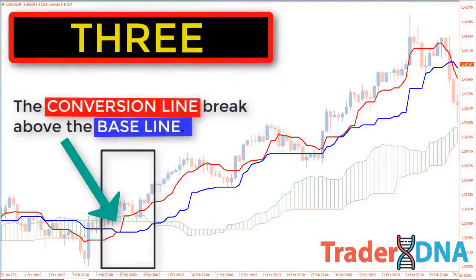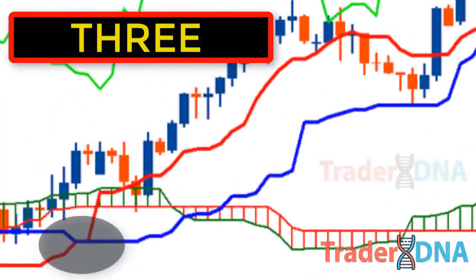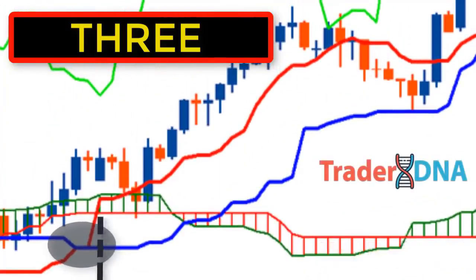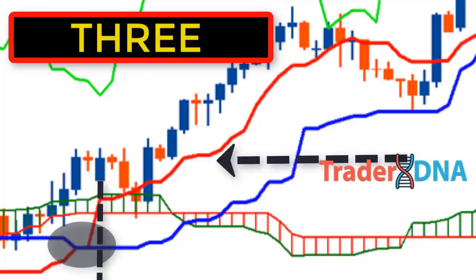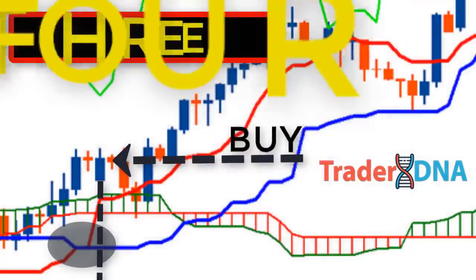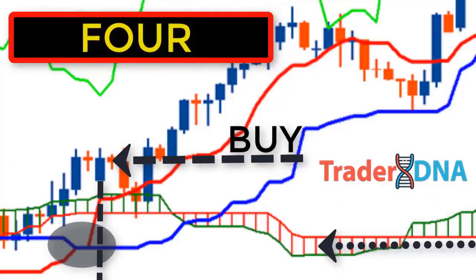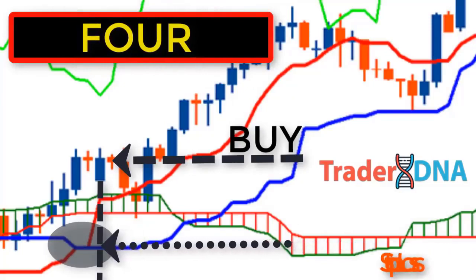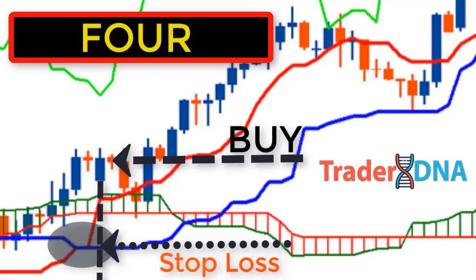Step 3. Buy at the opening of the next candle. So, after the crossover of the conversion line above the baseline, we buy at the opening of the next candle. Step 4. Place protective stop loss below the baseline. The ideal location to hide our protective stop loss is below the baseline of the crossover candle.